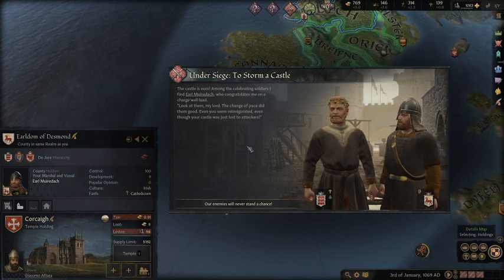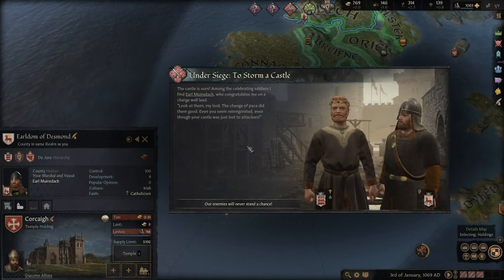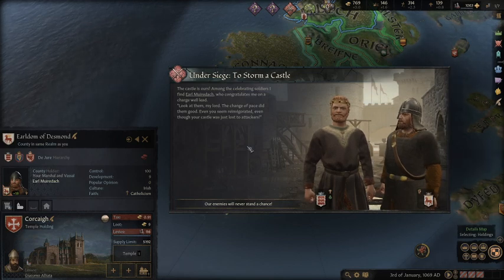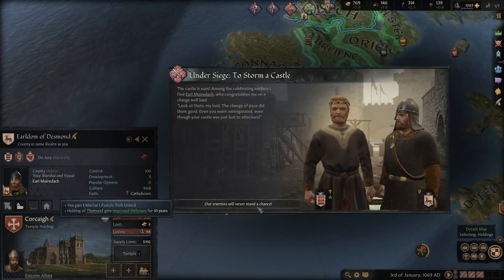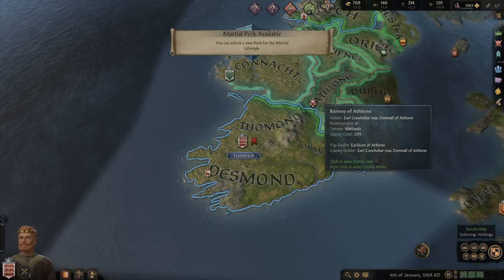Among the celebrating soldiers, I find Earl Merdek, who congratulates me on the charge well led. Look at them, my lord. The change of pace did them good. Even you seem reinvigorated, even though your castle is lost to attackers. Ah, but I was the attacker, so our enemies will never stand a chance.